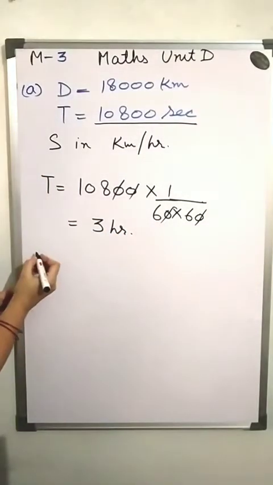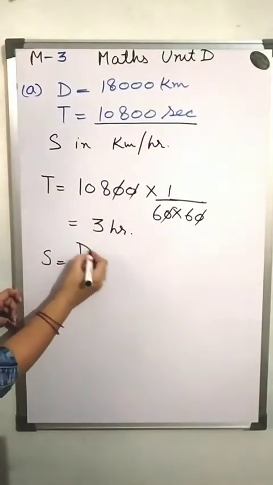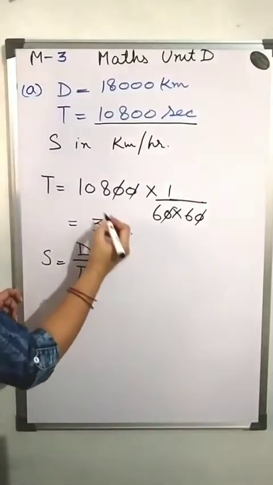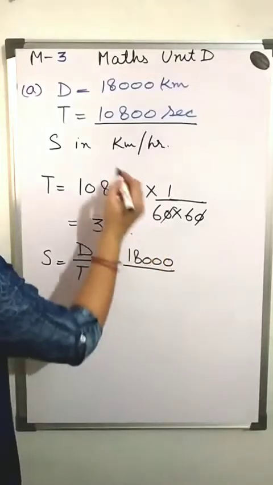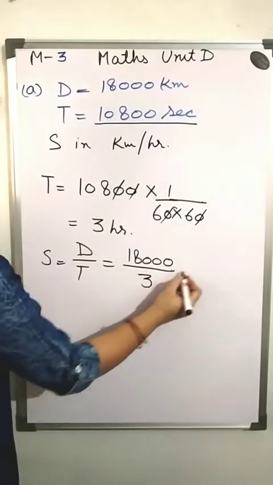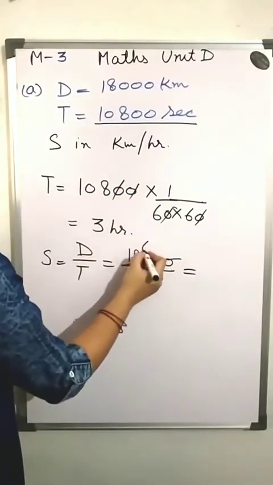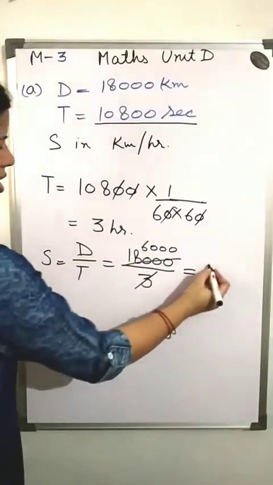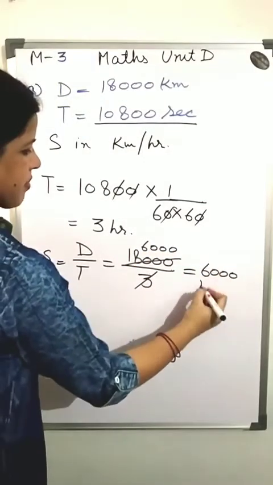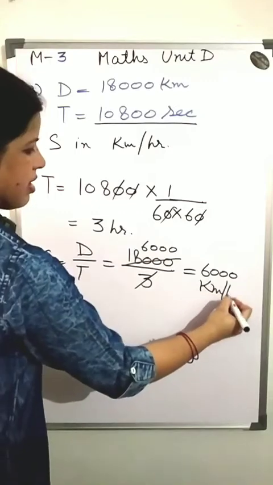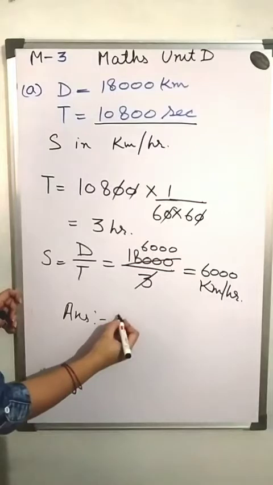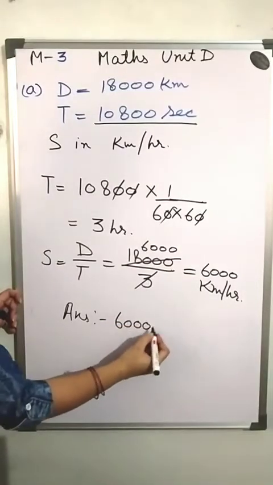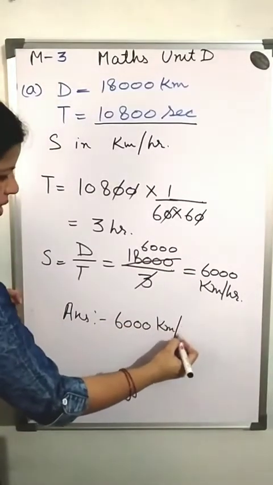Now we use the formula speed is equal to distance upon time. Distance is 18,000 upon time is 3 hours. It is equivalent to 6,000 kilometer per hour. So the answer is 6,000 kilometer per hour.